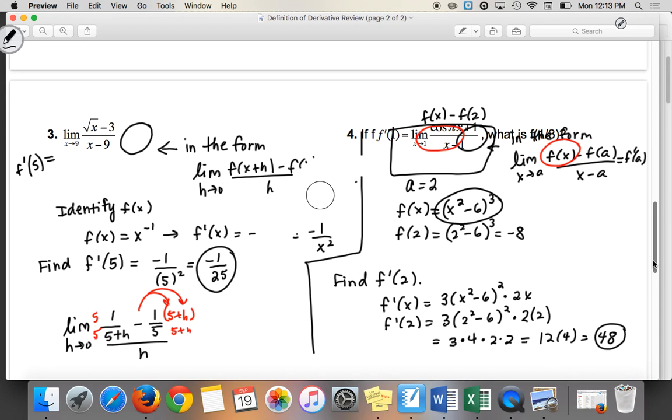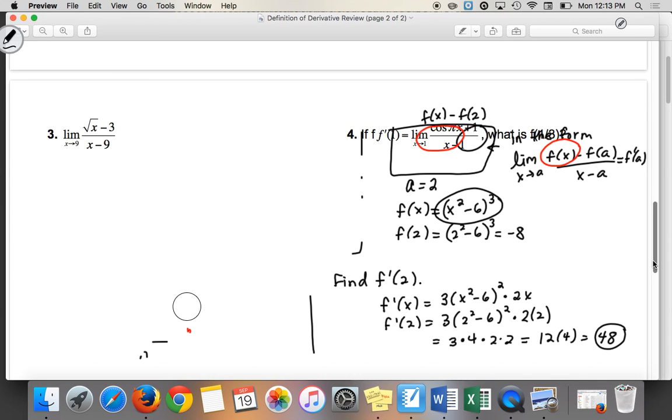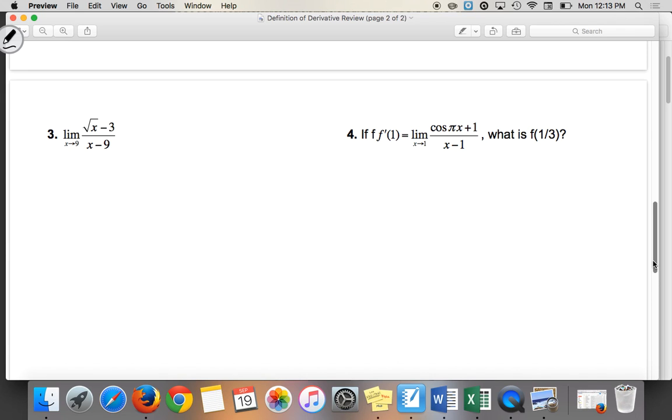All right, so let's do the next one. Which of the two forms do you think it's in? It's in the alternate definition. Can you identify what f of x is and what our a value is? Yeah, f of x is the square root of x, right? A is 9, right? X goes to 9.